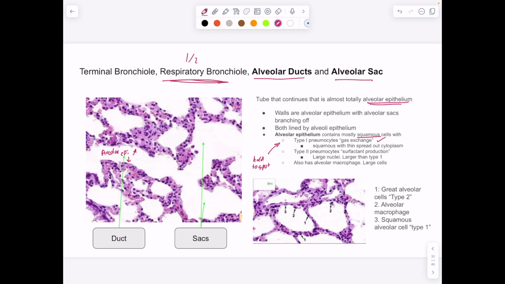Our respiratory bronchiole is going to be half and half bronchial. Alveolar ducts are going to be full alveolar epithelium, so you can see that here, right? We don't have any columnar, cuboidal, ciliated epithelium at all, so that tells you that you're an alveolar duct. And then you get to these outpouchings, which are going to be our alveolar sacs.